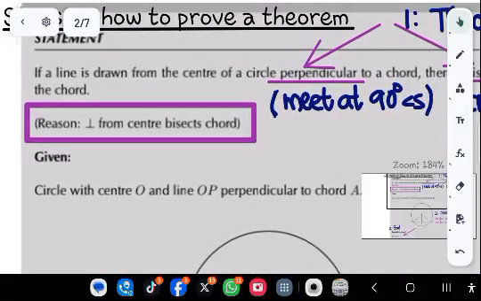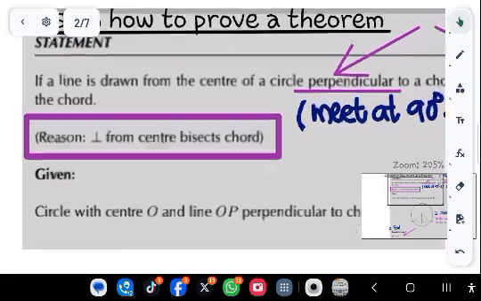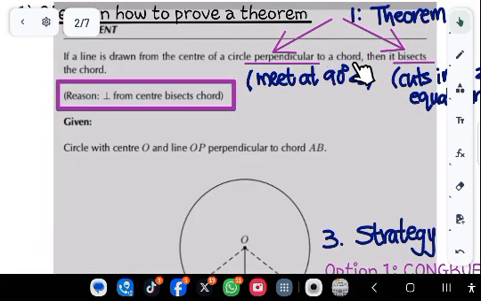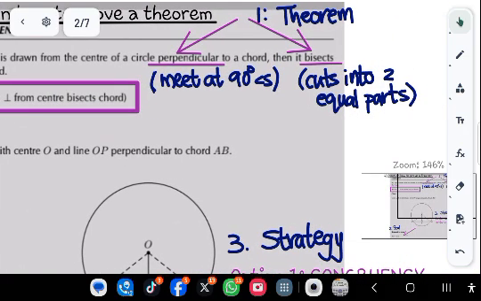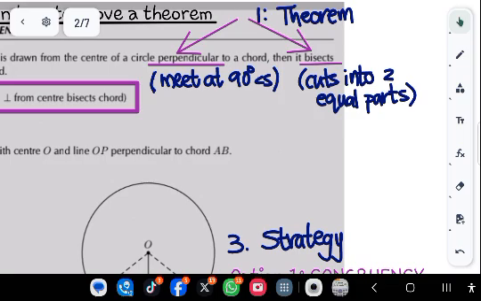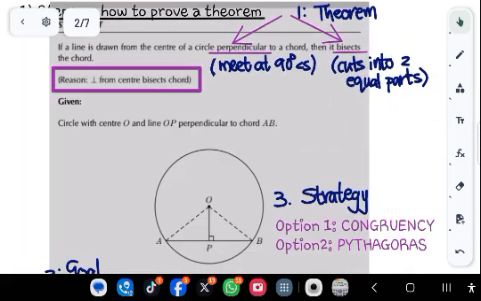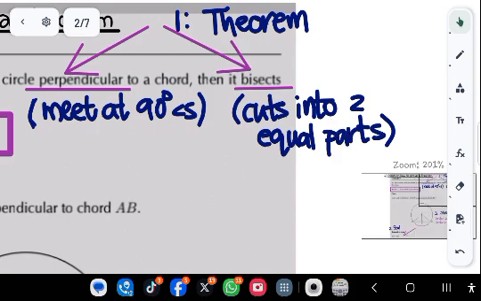You look at the statement of the theorem. For example, in this one, the first one in the trial, it says if a line is drawn from the center of a circle perpendicular to a chord, then it bisects the chord. Whatever word you don't understand, annotate it. Find the meaning. Write it down so you understand what it means. What does it mean to be perpendicular? It means to meet at right angles. What does it mean to bisect? To bisect is to cut into two equal parts.